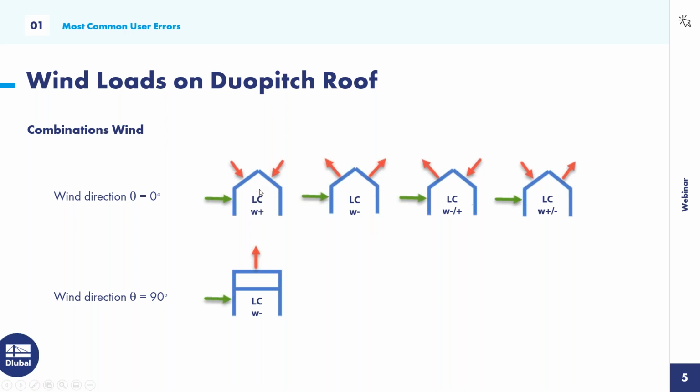Let's take a look at the first wind load case. There's pressure on the windward side, meaning the direction from which the wind is coming, and the leeward side, the direction downwind. Then here in the second picture, suction on both sides, suction and pressure, pressure and suction. Those 4 wind load cases are necessary. And for the wind direction 90 degrees, only suction on the roof.